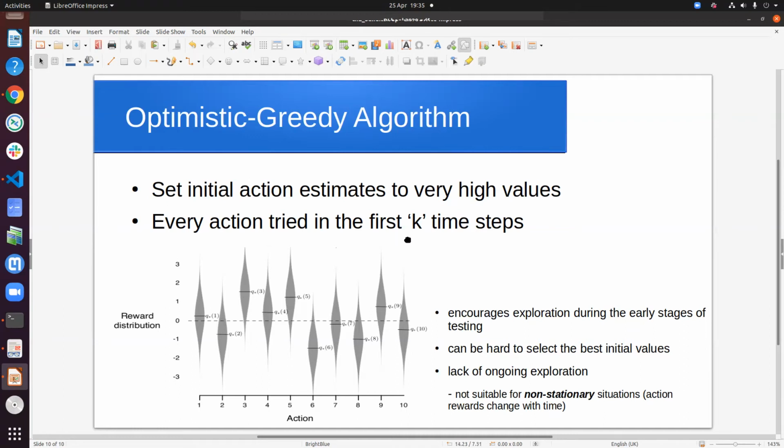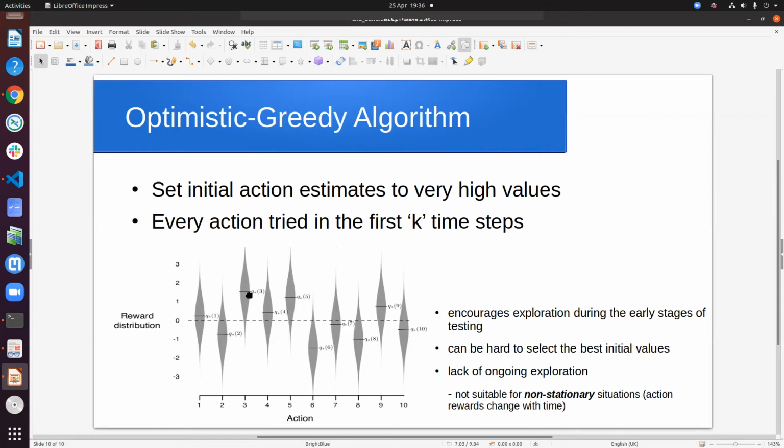Over the first 10 runs, each of the actions will be tried once, and at that point already, these ones here, if they return something close to their true mean, will be excluded from the selection process. This works pretty well because anything that's below the mean of the optimal action is quickly discarded. And so the optimal action is quickly locked onto by using this strategy.